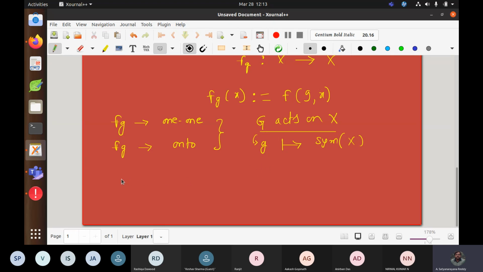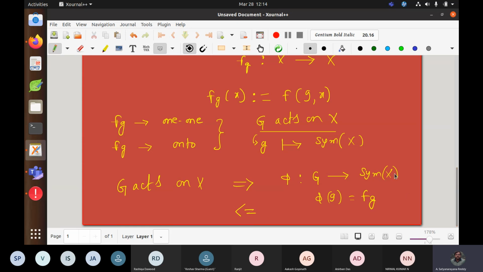And we did not just stop there. If G acts on X, then there is a homomorphism from G to the symmetric group of X, mapping phi of g equal to Fg. So if G acts on X, I get a map here. Now I asked you as an exercise that if we have a homomorphism from G to the symmetric group of X, then we can create a G action on X. So the converse is also true. This is also true.